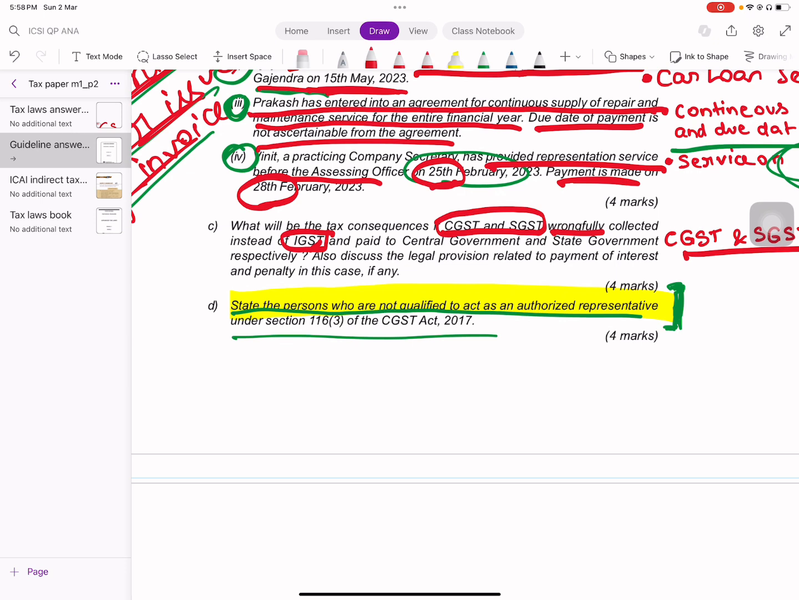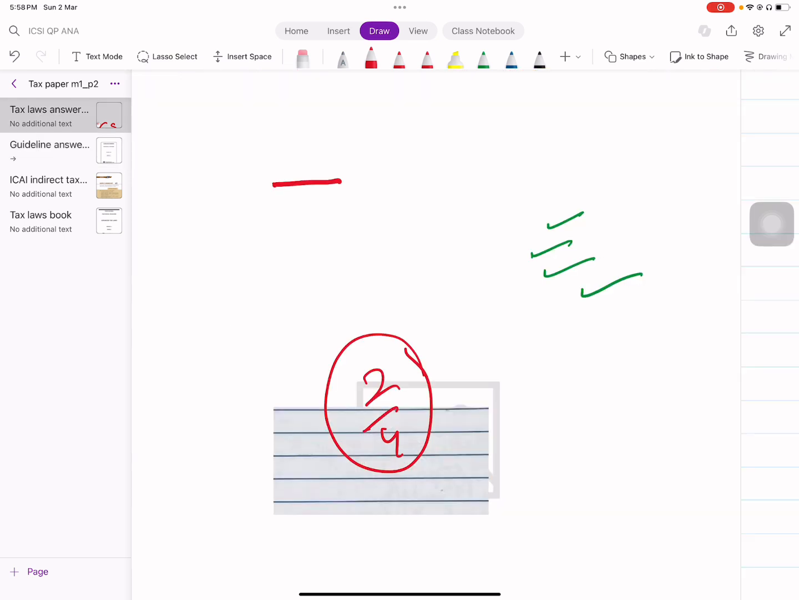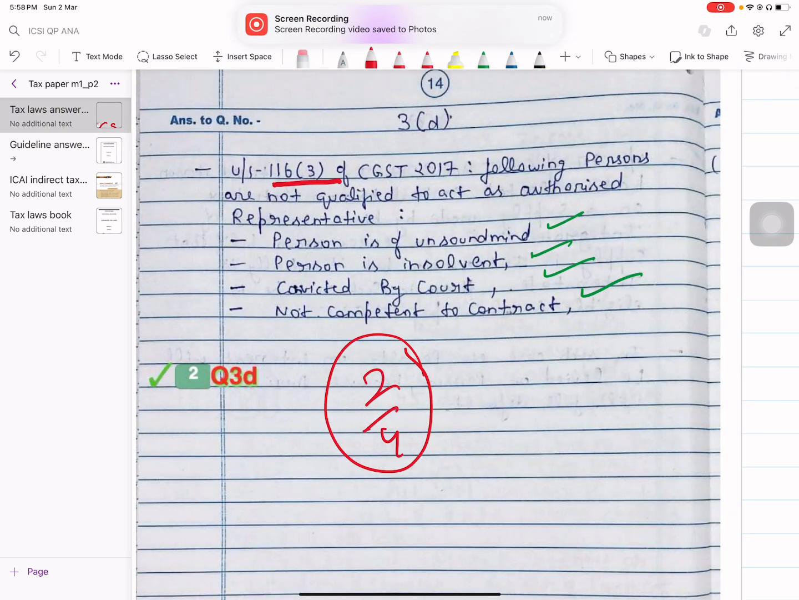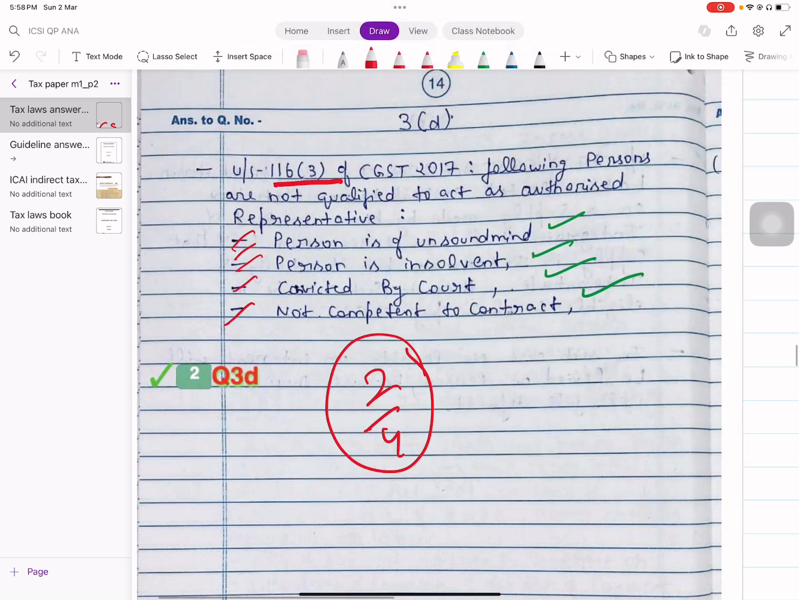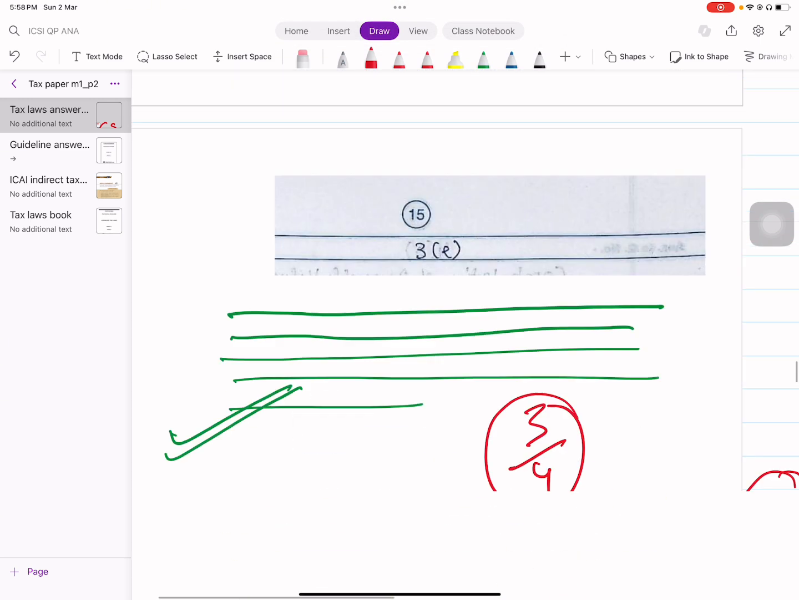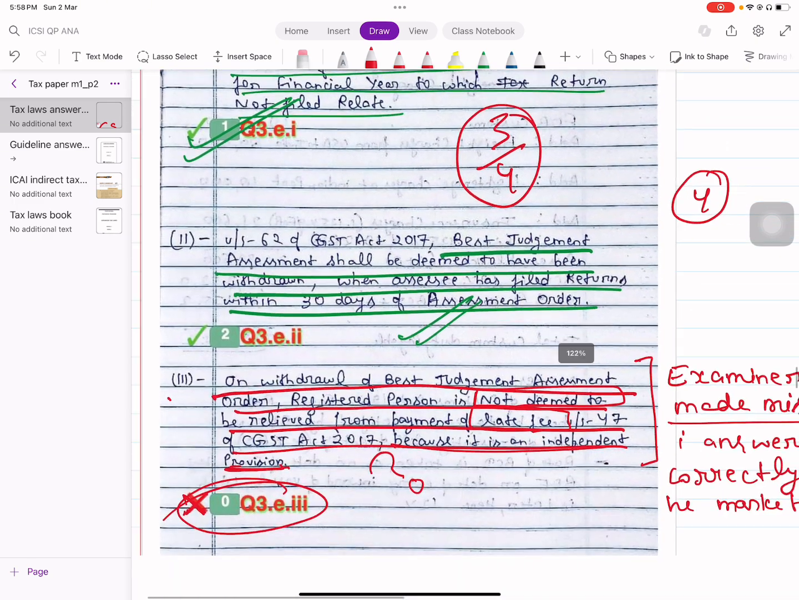Now let's see question number 3D, which asks: state the persons who are not qualified to act as authorized representative under section 116 of the CGST Act 2017. I have not been able to recall the provisions. That is why I have only written 4 points, and the examiner has granted me 2 out of 4 marks. Now let's move on to the next question.